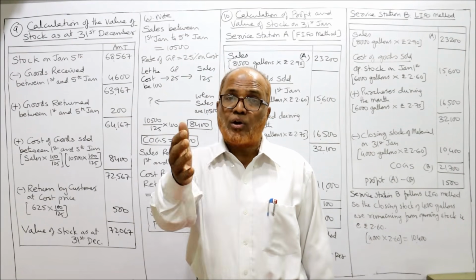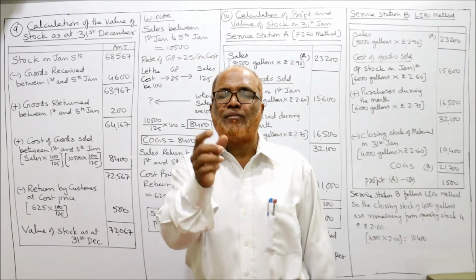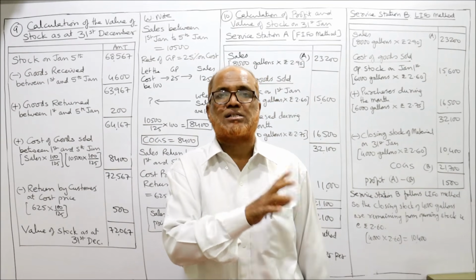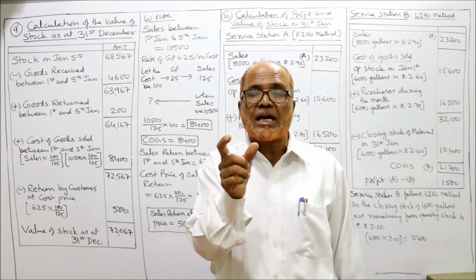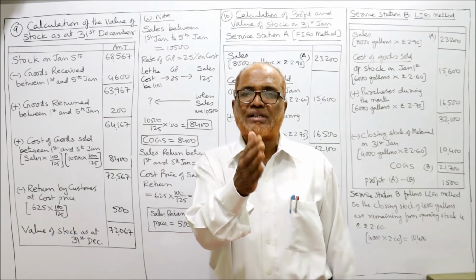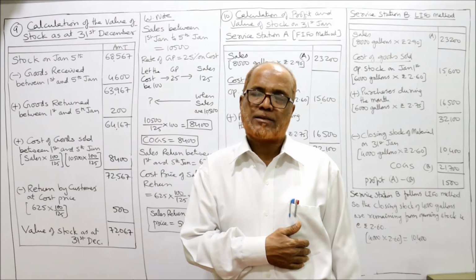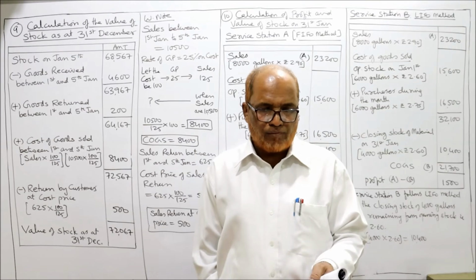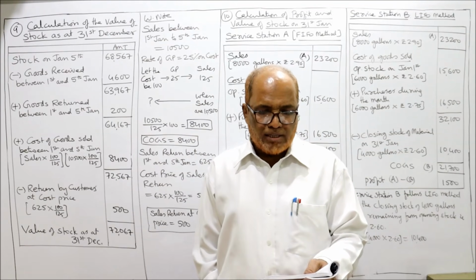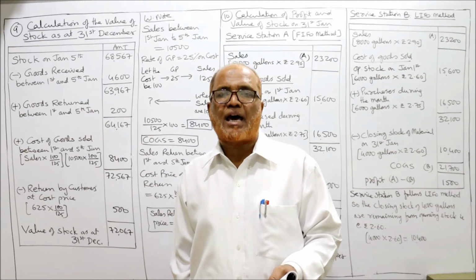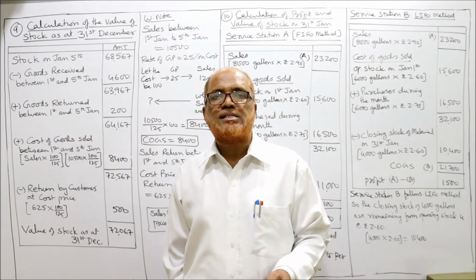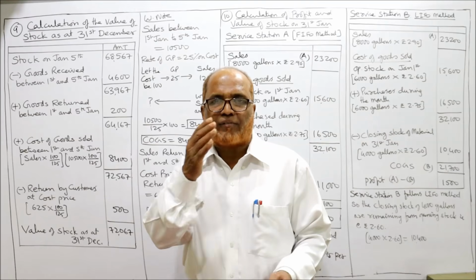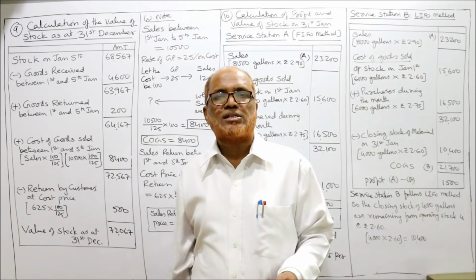So we have to come back from the value of stock on 5th January to the value of stock on 31st December. So we have to find out what are the transactions that took place from 1st January to 5th January. Right? Now, on 5th January, the stock was given as 68,567. Now, the following transactions took place between 1st Jan and 5th January. Goods received means purchases. The purchases made from 1st Jan to 5th Jan are 4,600.